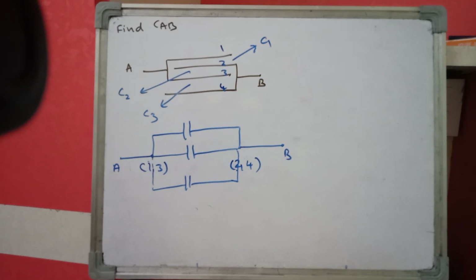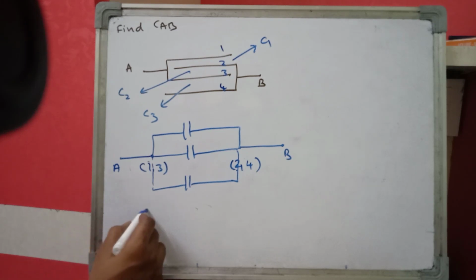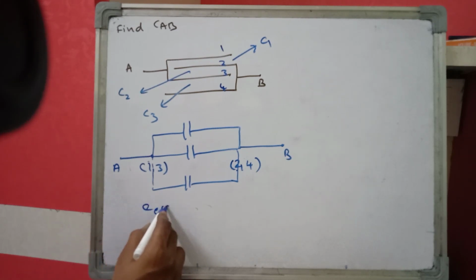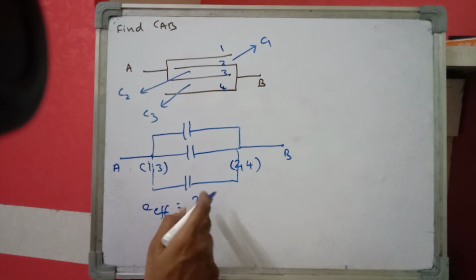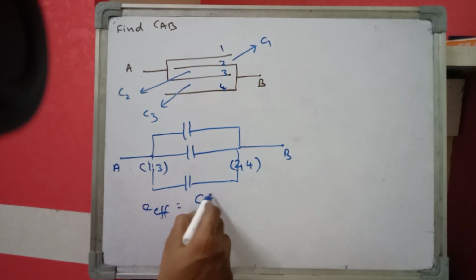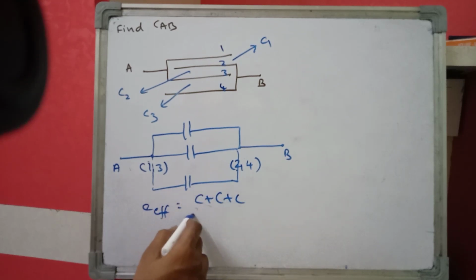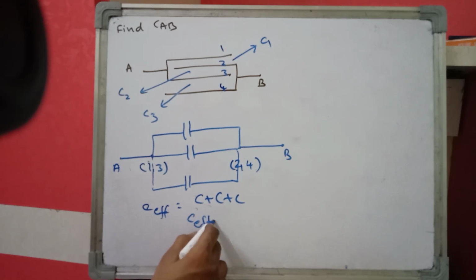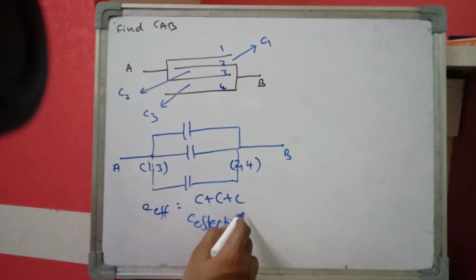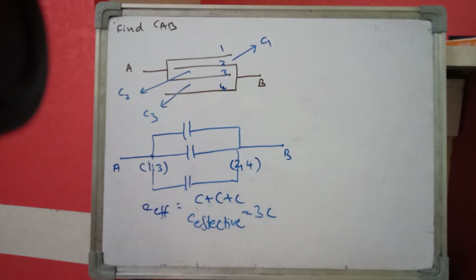Suppose all capacitors are identical capacitors, why? Because according to the given problem, the distance of separation between them is the same, and the area of each plate is the same. So all capacitors are identical. Then the effective capacitance, as all are connected in parallel, is C plus C plus C. Then C effective is equal to 3C.